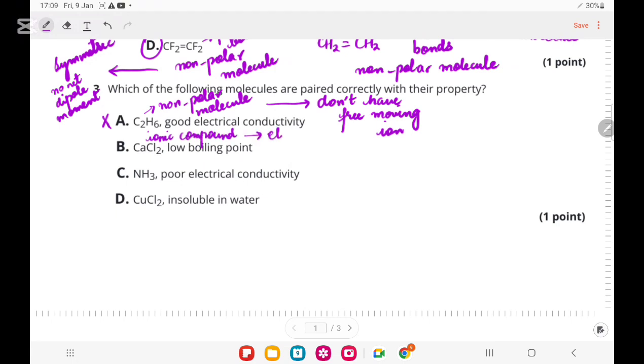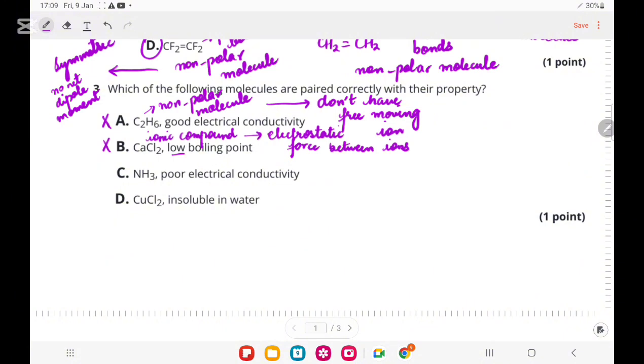And then calcium chloride being an ionic compound, we know ionic compounds have strong electrostatic or coulombic force of attraction between ions, and ions are cation and anion. So because of this they must have a high melting point, as they are saying low boiling point. So it is also going to be wrong.